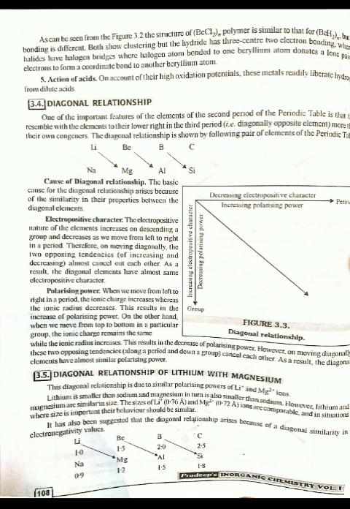Polarizing power. When we move from left to right in a period, the ionic charge increases whereas the ionic radius decreases. This results in the increase of polarizing power. On the other hand, when we move from top to bottom in a particular group, the ionic charge remains the same, while the ionic radius increases. This results in the decrease of polarizing power. However, on moving diagonally, these two opposing tendencies along a period and down a group cancel each other. As a result, the diagonal elements have almost similar polarizing power.